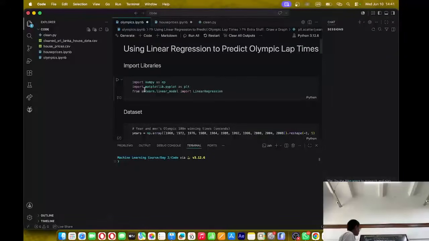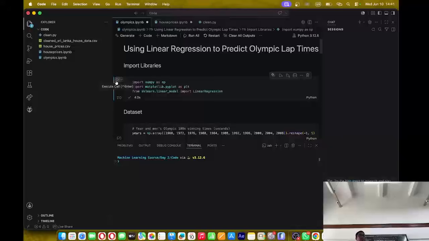Now you know how to run this? That's a run icon. Then click run. See, there's a green tick. That means that part is run.